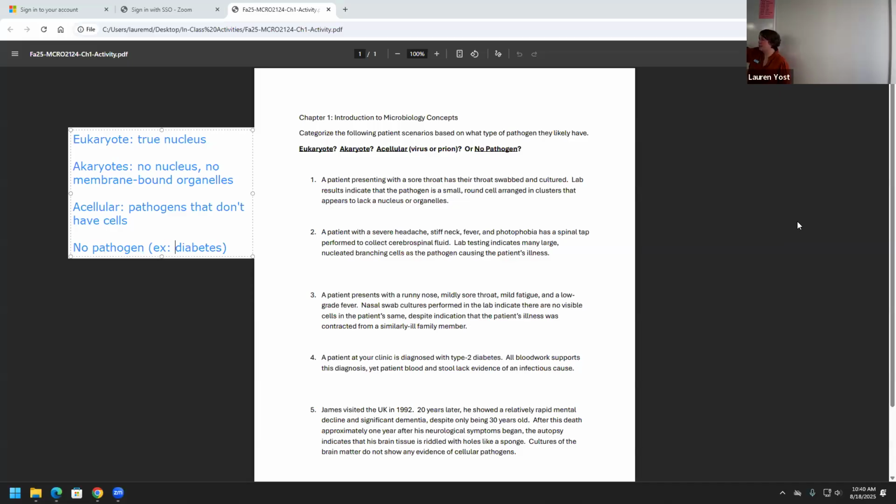So is this a pathogen causing disease, or is this a no pathogen? So it is pathogen because it's been spread from person to person, and anything spread from person to person has to have a pathogen. Okay. Is it acellular? I'm going to leave you with that. Yes. So this is an acellular pathogen. So this is probably viral, most likely the cold or the flu.